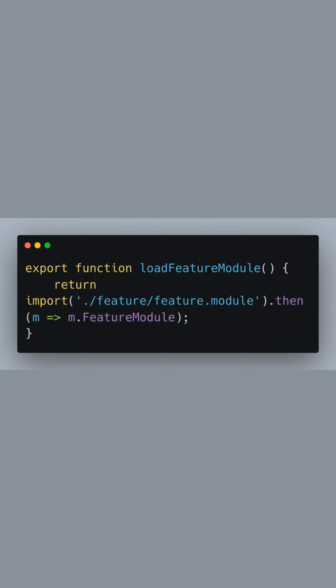Alternatively, for better code readability and reusability, we can extract the lazy loading function into a separate function outside of the routes array. Here, we define loadFeatureModule that simply wraps the dynamic import logic we saw earlier. This function can be used in the loadChildren property, improving our code organization and making it easier to write unit tests for the route configurations.